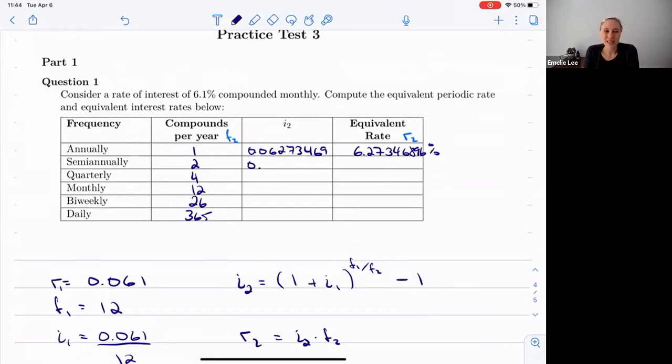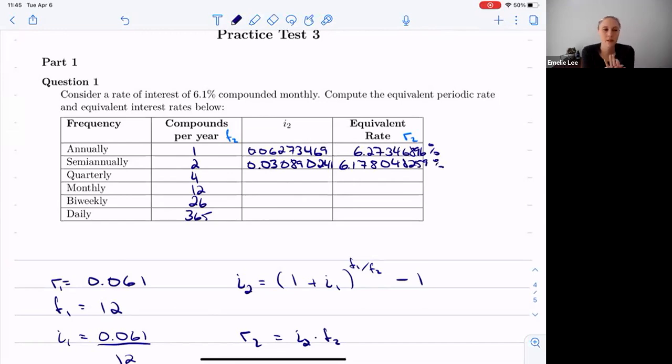And like I was saying, you don't actually need to write them down. I just want to show you where they came from. As long as you filled in the table, that could be all the marks that you get. 0.030890241. To find the rate, I need to take I2 times F2, so times 2, is 0.06178, but then as a percentage times 100, puts me at 6.178048259%.